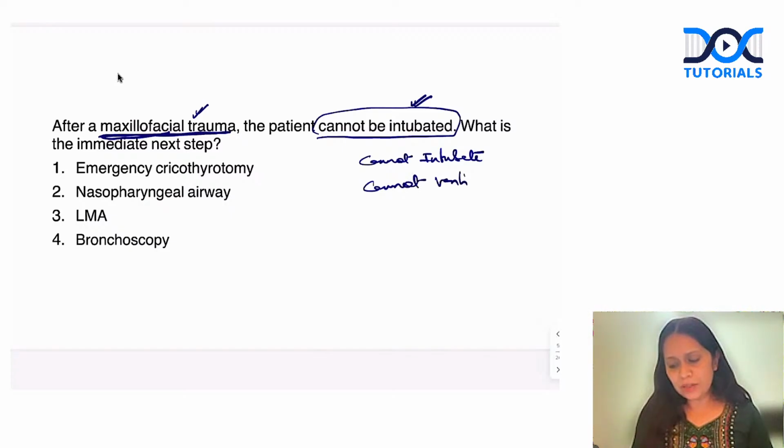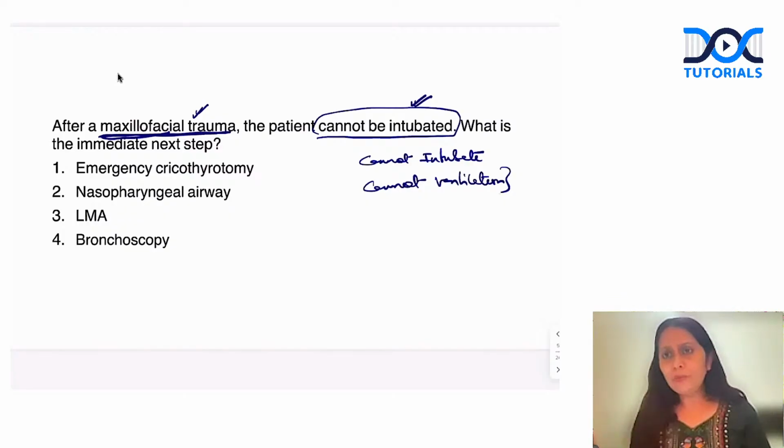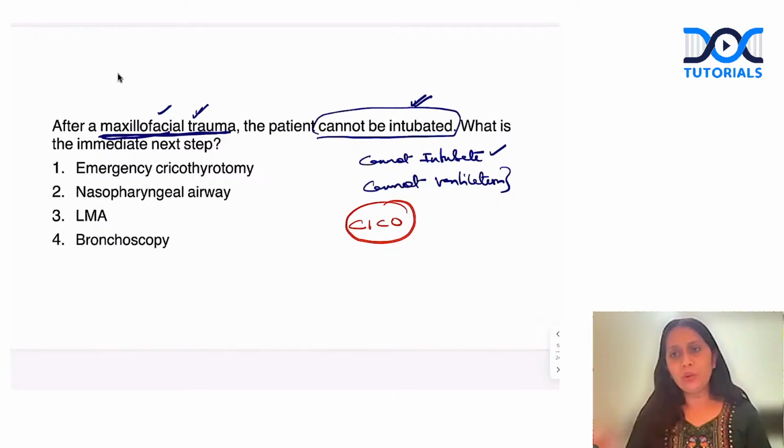Some students say that in the question it was clearly written cannot ventilate also. Even if it was not written, it's a maxillofacial trauma, so we are thinking that ventilation is also very difficult. So it's a condition which I always say is a CICO, cannot intubate, cannot oxygenate. And whenever we see CICO, we do only one thing, cricothyroidotomy. So emergency cricothyroidotomy should be the answer in this case.